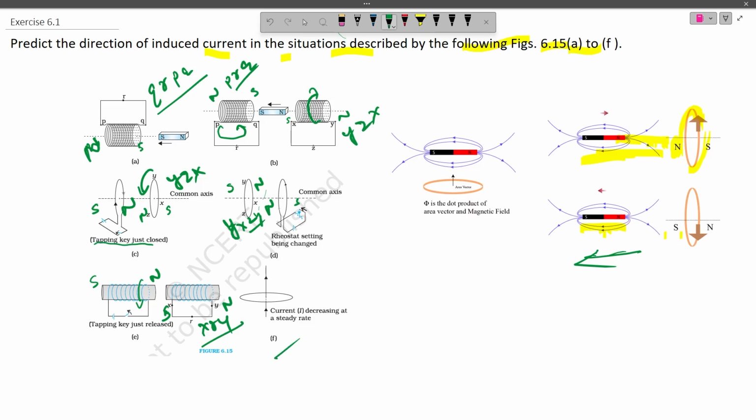And in this sixth figure F, we see that the current is decreasing at the steady state. Here the magnetic field direction would be such that the magnetic field is 90 degrees to the area vector of this coil. So if that is the case, phi is going to be 0, as phi is the dot product of the magnetic field and the area vector. So there would be no current produced in this coil. Thank you.